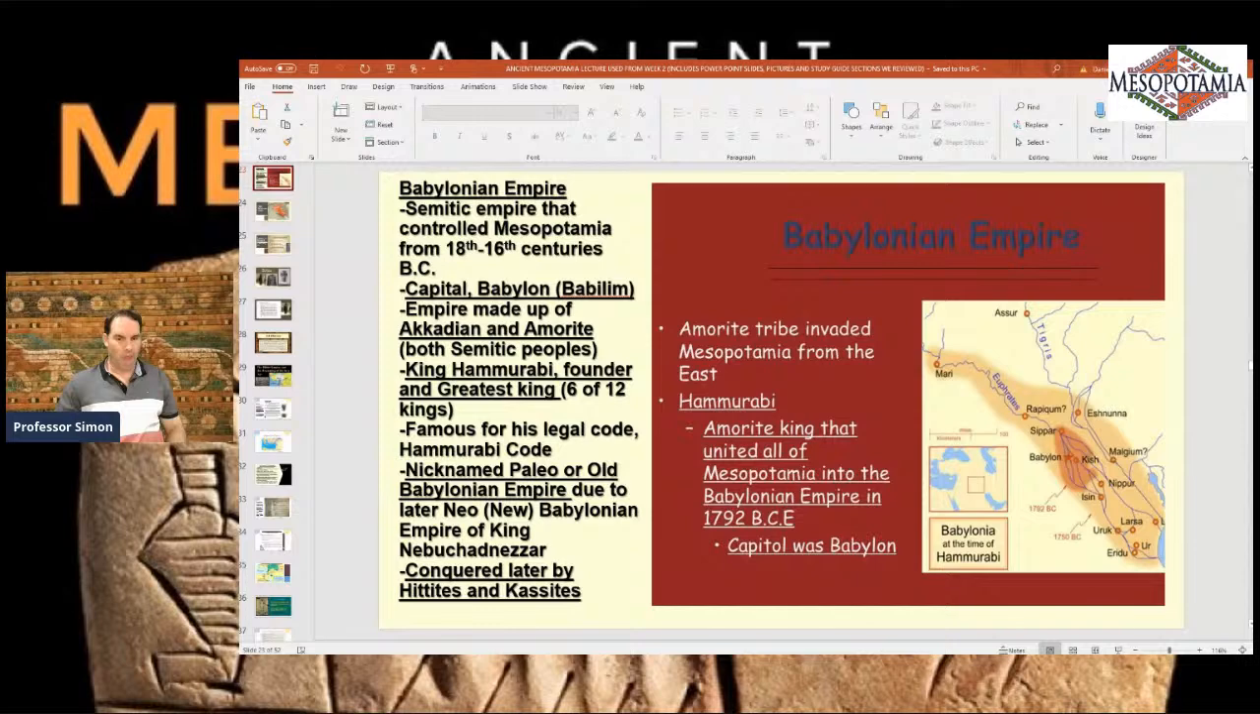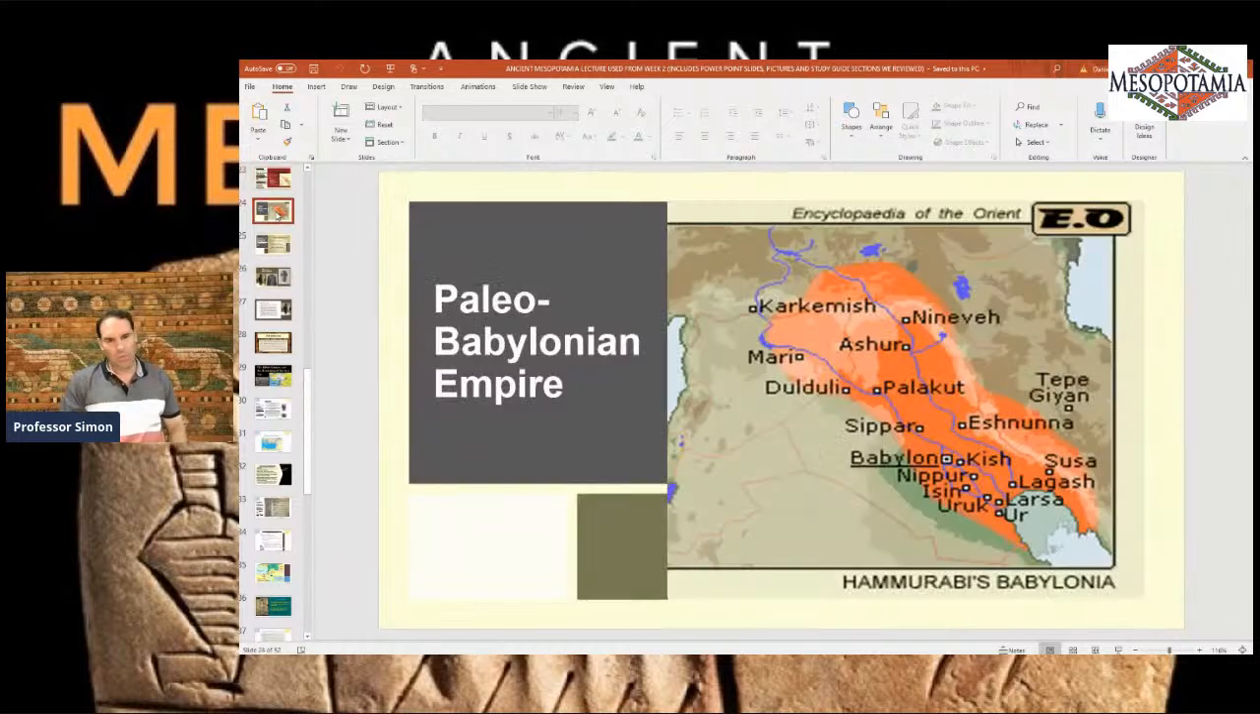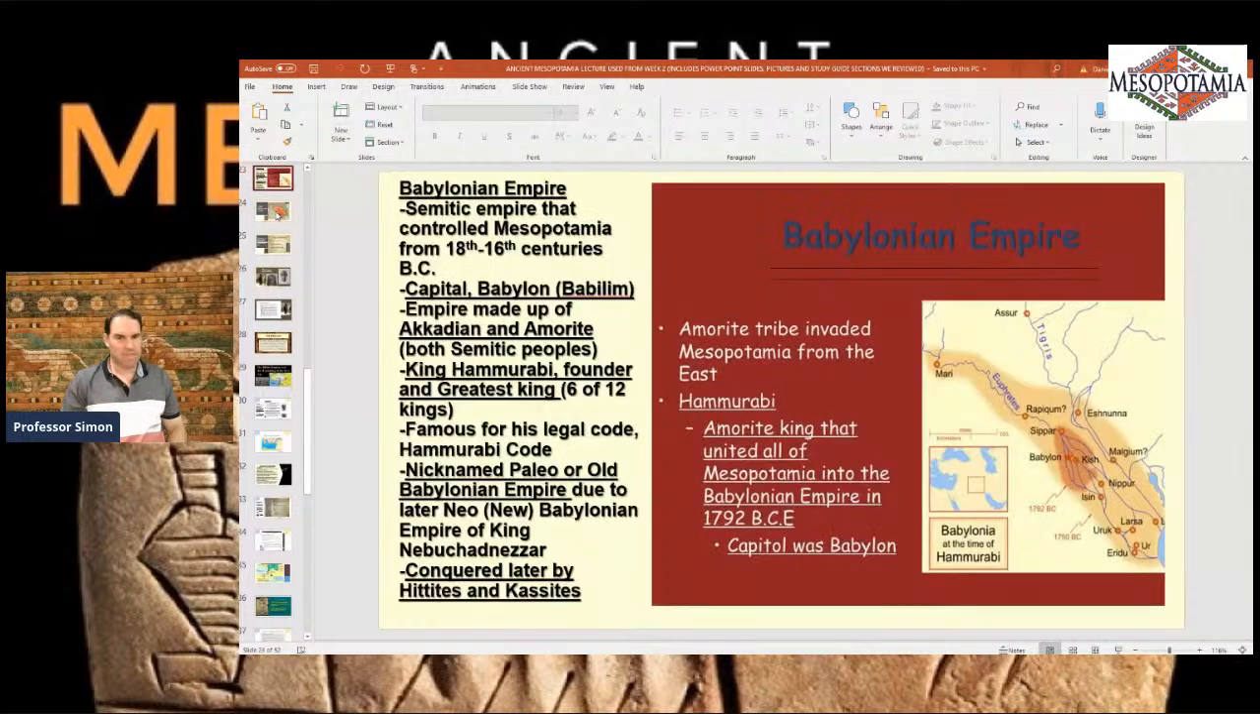So let's first talk about the Babylonian Empire. It's called all kinds of names. If you go to this slide right here, they sometimes call it the Paleo-Babylonian Empire, which means in Greek, Old Babylonian Empire. They call it that because there are at least two major Babylonian empires that dominate Mesopotamia at one point. The one of Hammurabi's, which is usually called that one, and then the other one, which is later called the New or Neo-Babylonian Empire of King Nebuchadnezzar, which is around the 6th century BC. So much later. And so that's why they give it those different names.